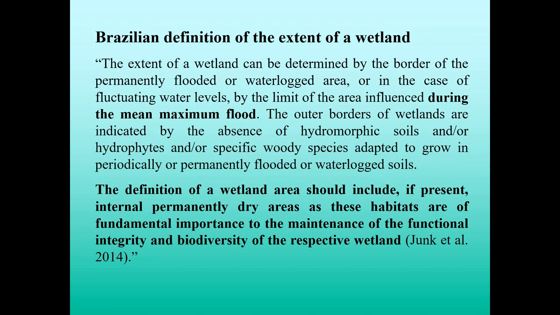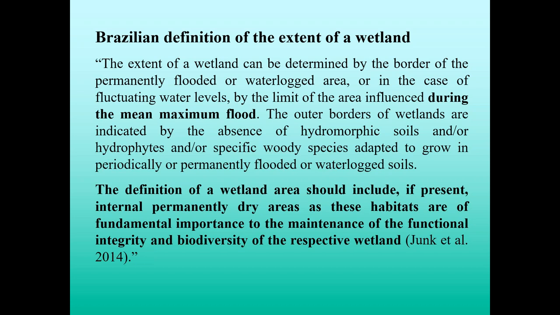For the definition of these wetlands, we use the Brazilian definition of the extent of wetland. This definition shows two new approaches. One is that it determines the extent using the area flooded during the mean maximum flood. This is very important, and this is a point of controversy in the discussion in Brazil and other tropical countries, because, for instance, agribusiness wants to reduce the wetland area to low-level areas. If this would go through, about 80% of the area of the large wetlands in Brazil would lose legal protection, because about 80% of the floodplains fall dry during the low water period.